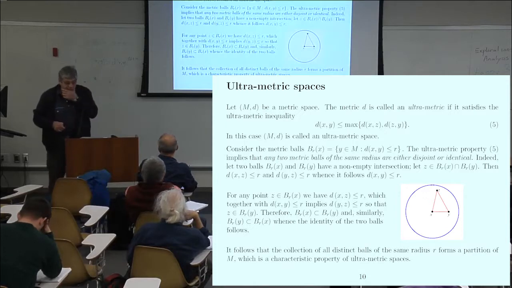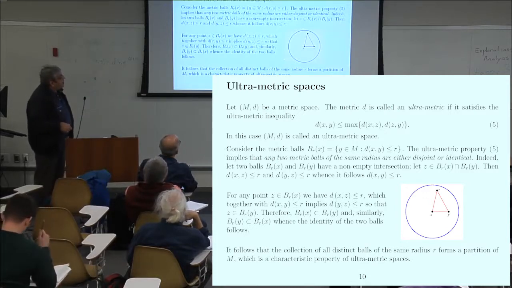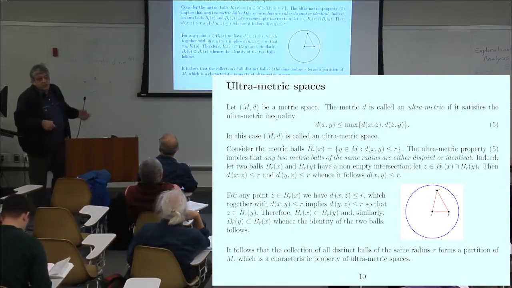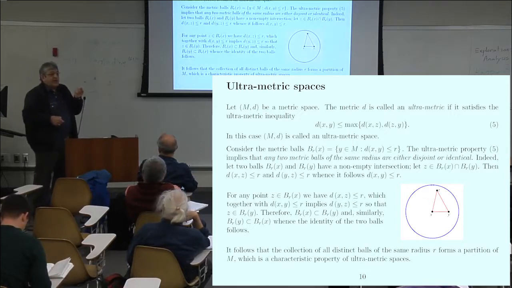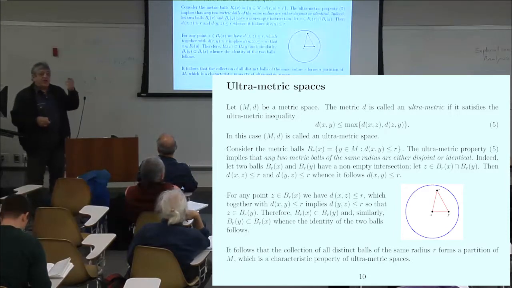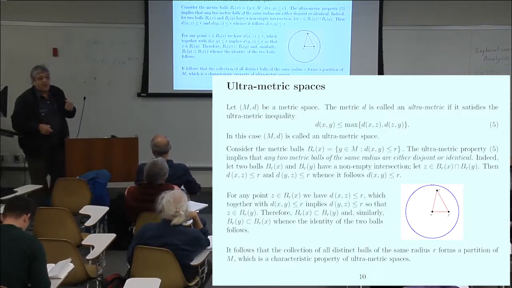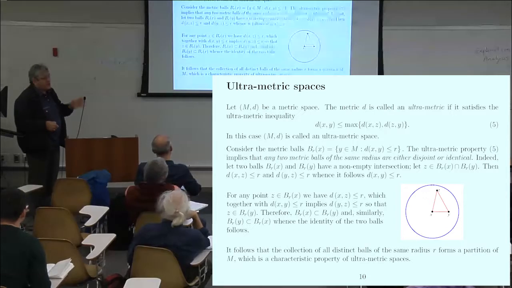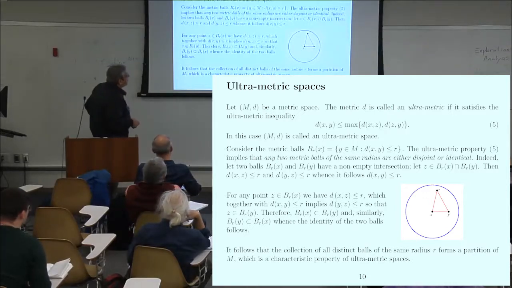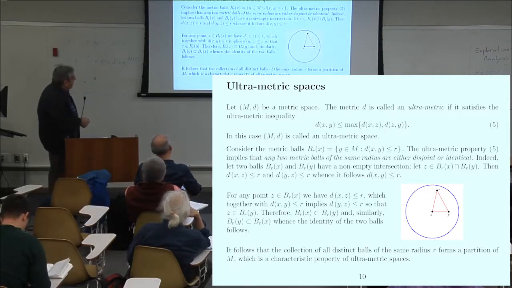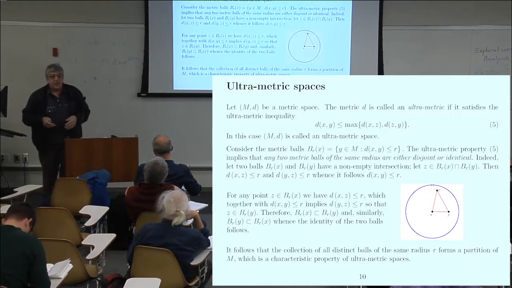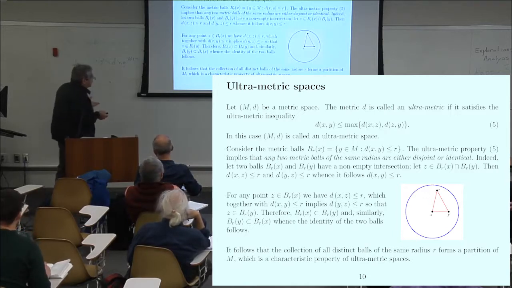There are many consequences of that. In particular, in any ball centered at a point x, every other point y is also a center. Because if you take a ball centered at y of the same radius, it will be the same, of course, right? So therefore, there is no distinguished center. In every ball, every point is its center with the same radius. It's very difficult to think of this, but it's the case. Or another thing is that if we take all distinct balls of the same radius, they form a disjoint partition of the whole space.